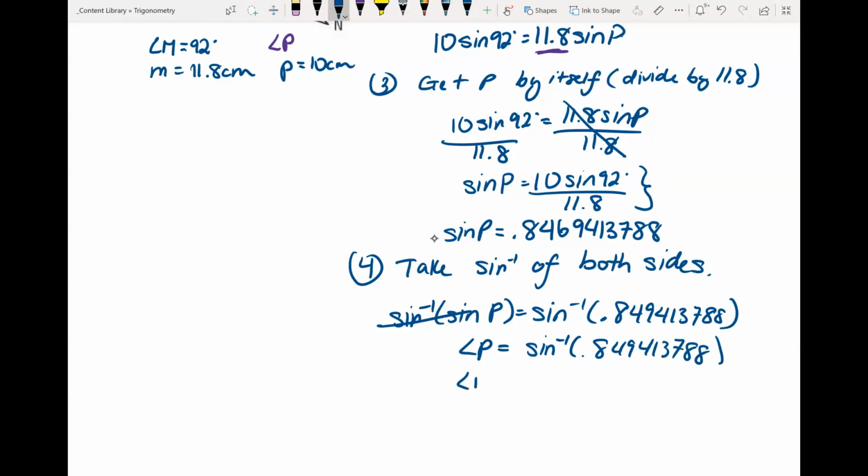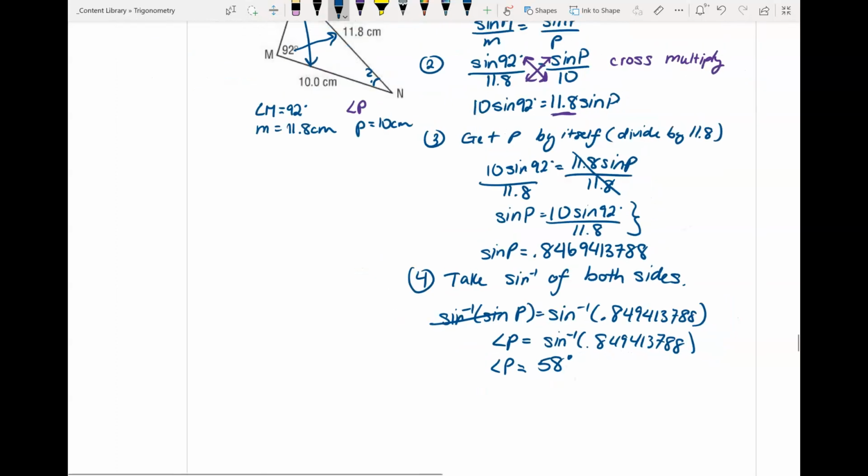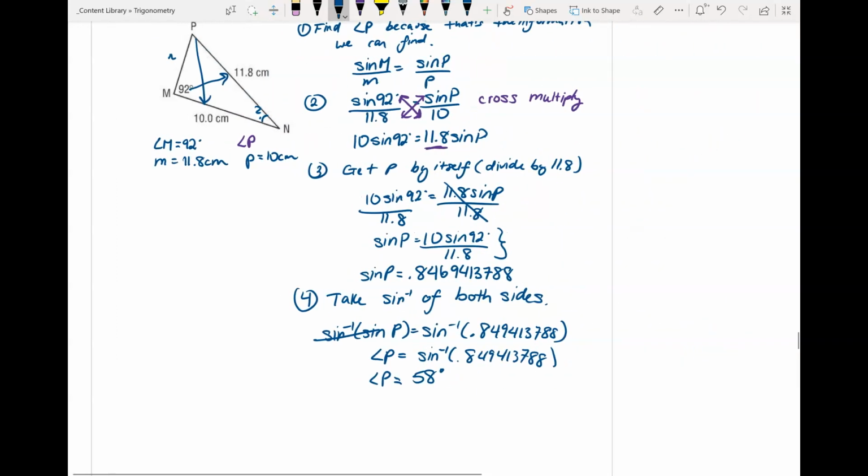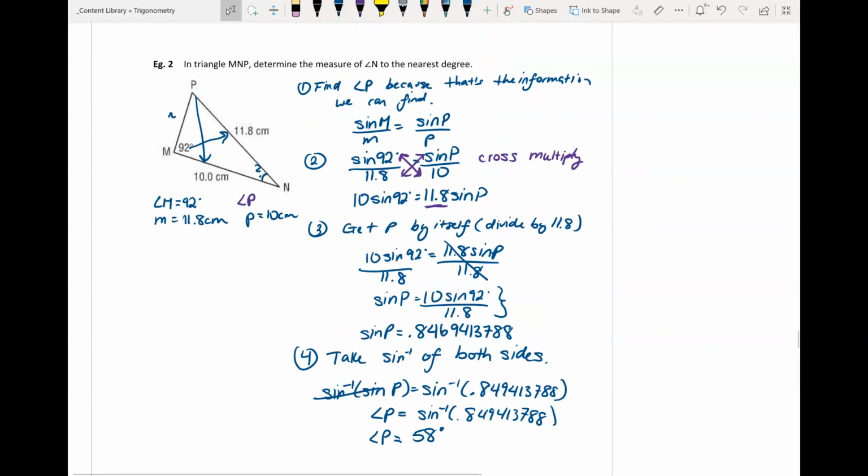And then we're going to put that into our calculator. Remember, to get sine inverse, you're going to press second function sine. And we should get about 58 degrees if we round to the nearest whole number. So we finally found angle P. Remember, in the original question, we're trying to find angle N.